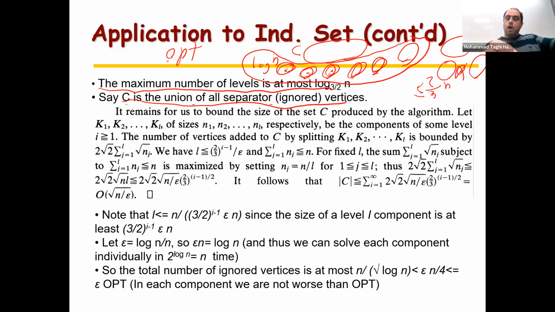But we know that, so this is C, and this is V minus C. We know that, for now we are considering an unweighted graph, the size of OPT intersection V minus C is less than or equal to the size of ALG.